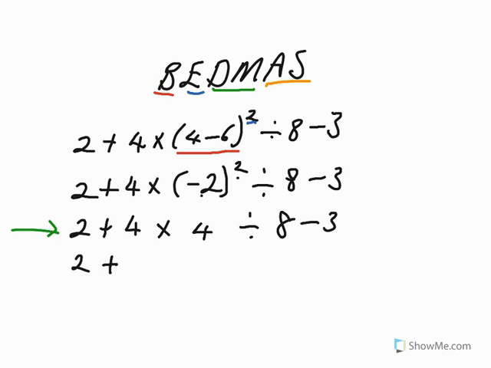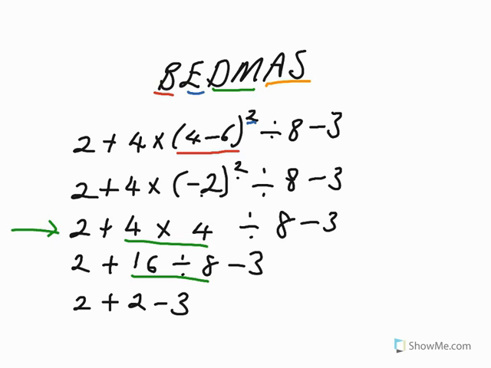Oh, look, here's a multiplying to do straight away. So we have 4 times 4, so we've got 16, and we'll do this in 2 steps here to make it easy for ourselves. And now we see we've got a division to do, so we'll work that out as well. 2 plus 16 divided by 8, well that's 2 minus 3.